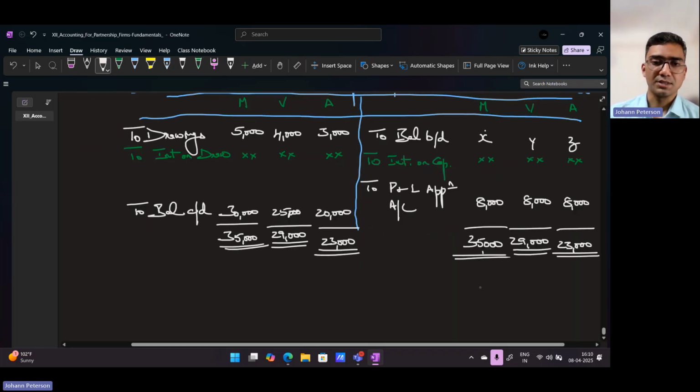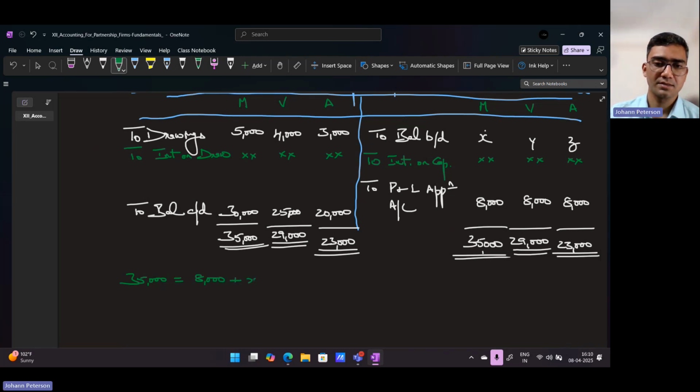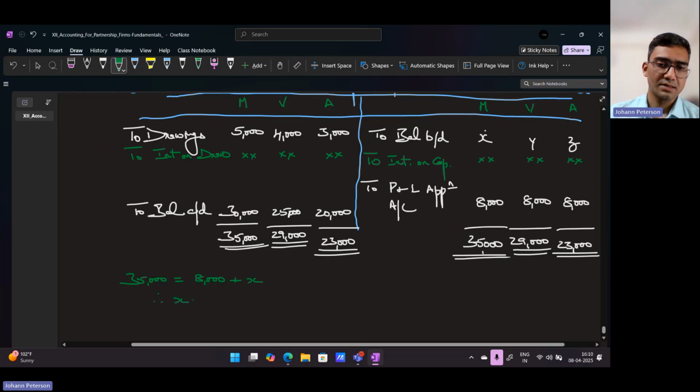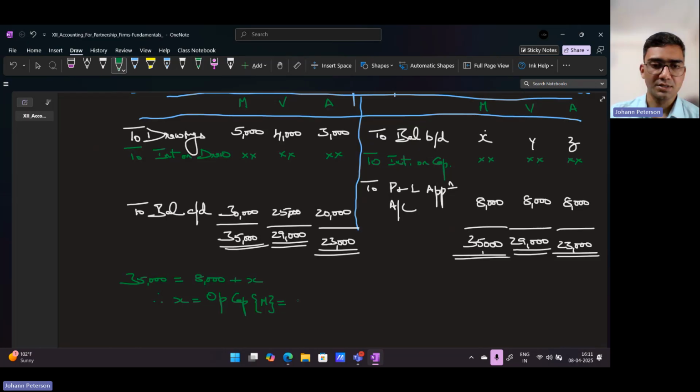So according to these equations, we can write 35,000 equals 8,000 plus X. Therefore, X, which is equal to the opening capital of M, equals 35 minus 8, which is 27,000.